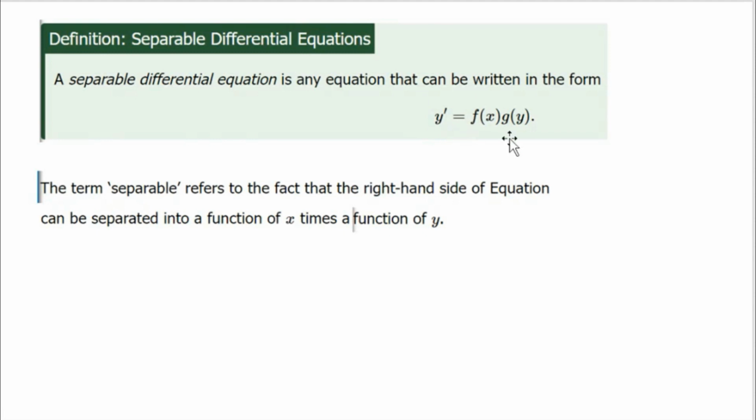f of x times g of y. So the term separable refers to the fact that the right-hand side of the equation can be separated into a function of x times a function of y.